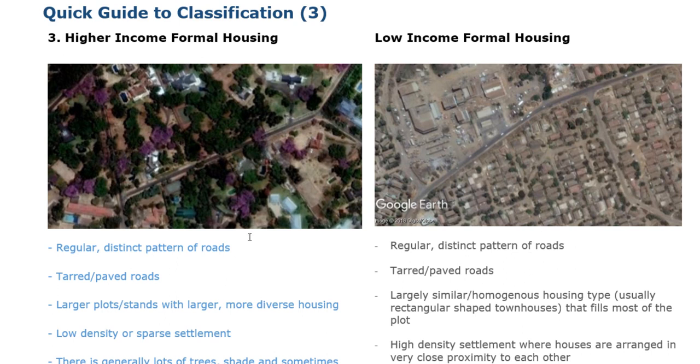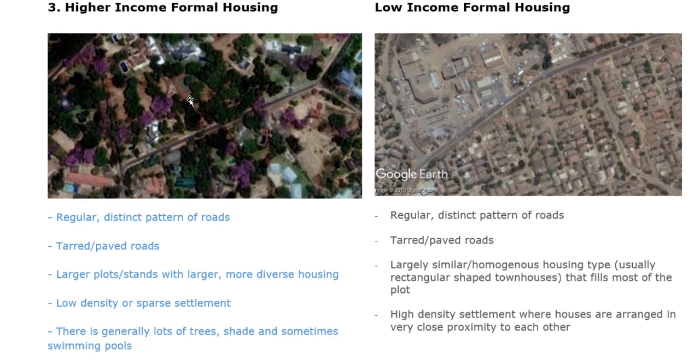However, in terms of the size of the stands or the size of the land, the plots are usually larger and they have a more diverse housing type, not just rectangular. You find a lot of diversity in terms of the shape of the houses and even size as well, whereas here you only find largely similar houses. These are low density areas, or they are sparse. There is a sparse distribution of houses, as compared to this where the houses are tightly pegged close to each other.